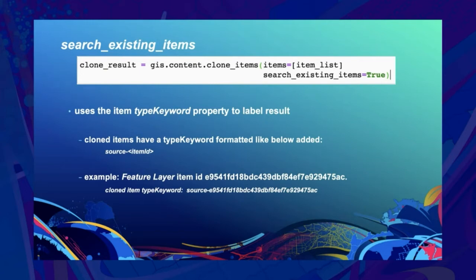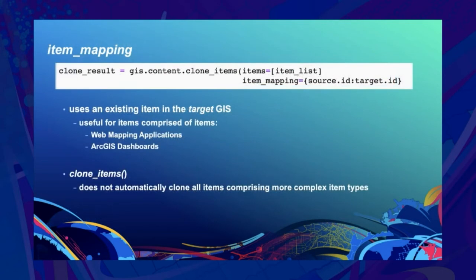The other parameter I want to discuss with you is item mapping. The item mapping parameter is formatted as a Python dictionary with a source item ID value as the key and a target item ID value as the value. So this applies for scenarios where you have a source item and you already have a target item that you may want to use instead of keeping a reference to the source item. This is really useful for items that are comprised of other items, things like web mapping applications and dashboards that we'll take a look at cloning later on in this presentation.